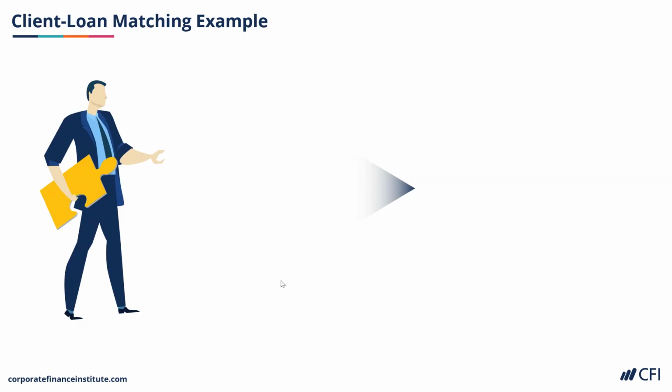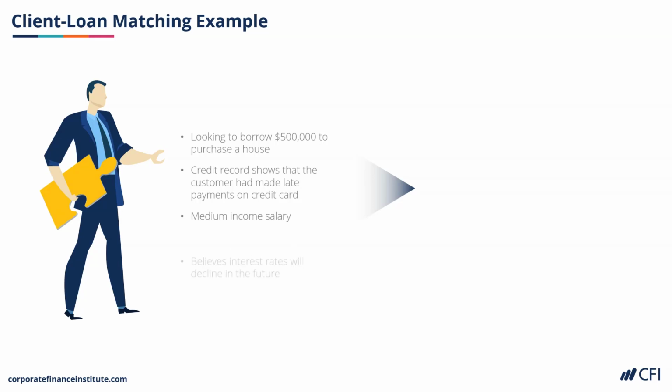Let's look at an example together. Imagine the following scenario. A client is looking to borrow $500,000 to purchase a house. Unfortunately, their credit record is not perfect. They do have some late payments on credit cards. Their salary and income is moderate, and they have a personal belief that interest rates are going to fall in the future. So if we take all of these factors into account, we can come up with the appropriate lending solution for them.